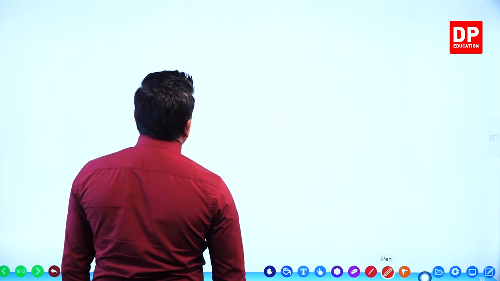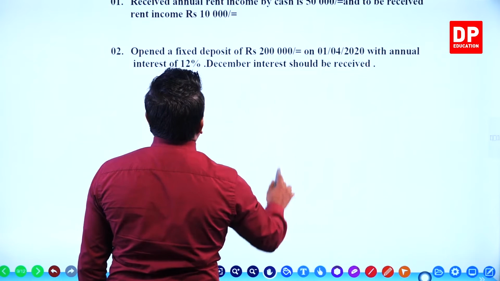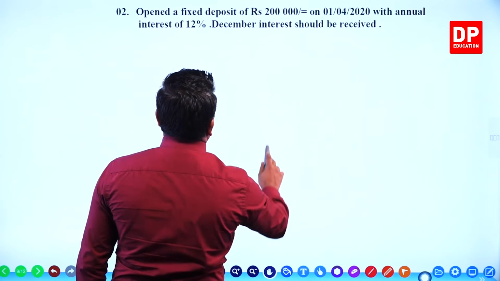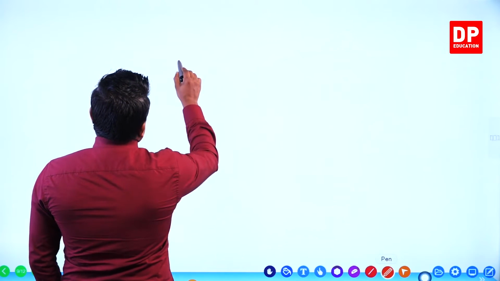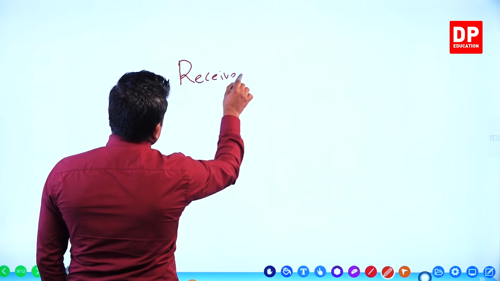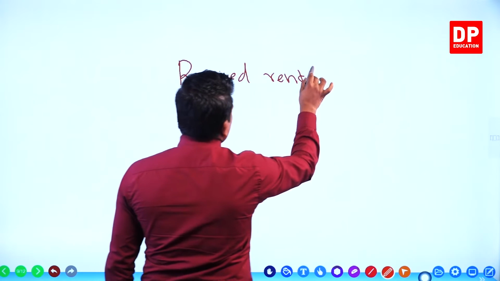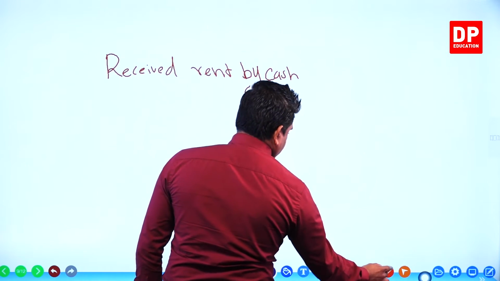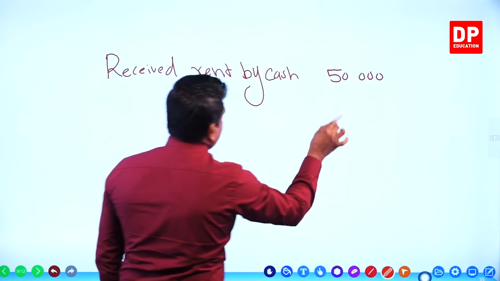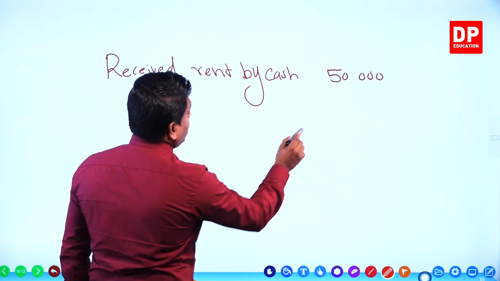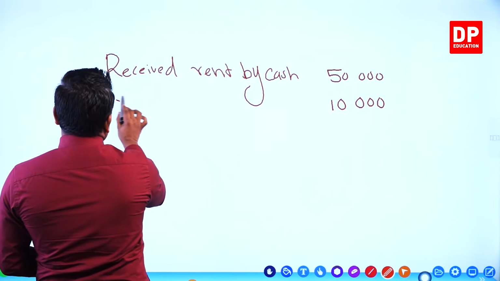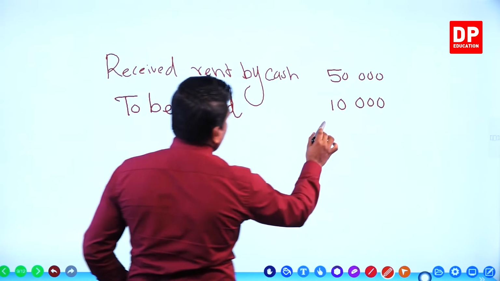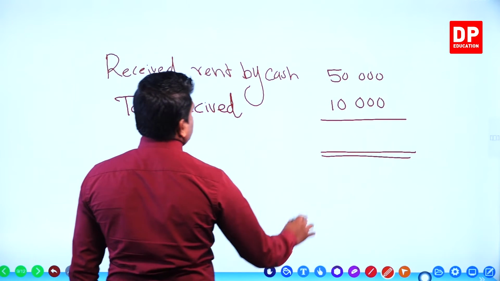How much money did you receive? Annual rent income by cash 50,000, to be received 10,000. Received rent by cash, 50,000. Even though you have received 50,000, you have to receive 10,000 more. We said to be received 10,000. The total income is 60,000.